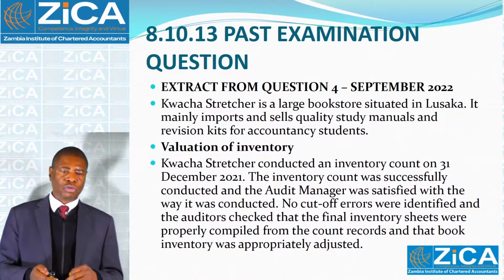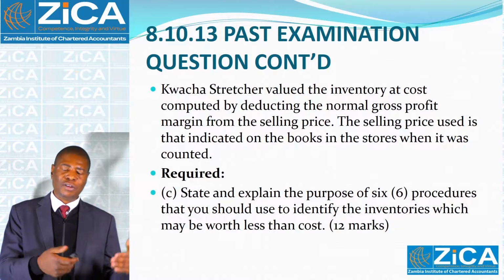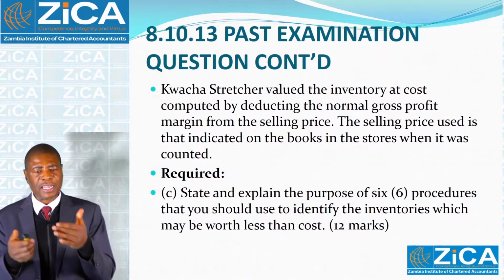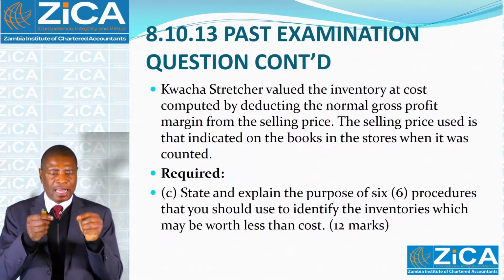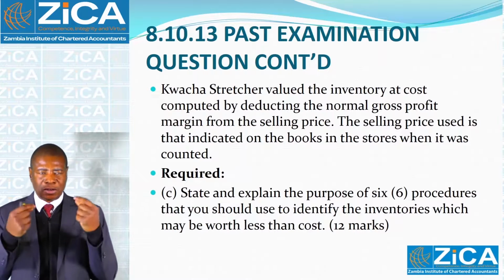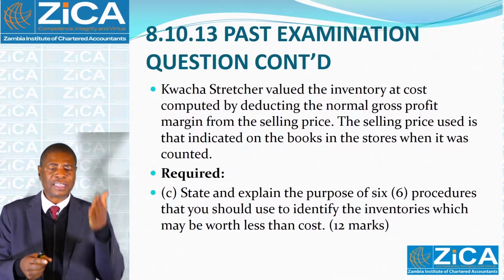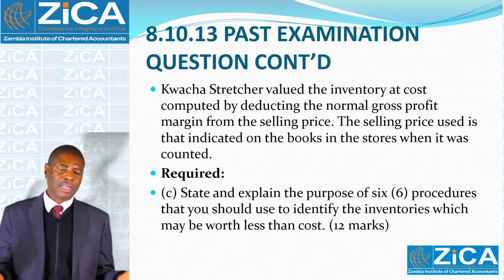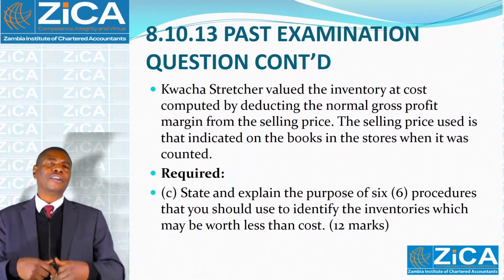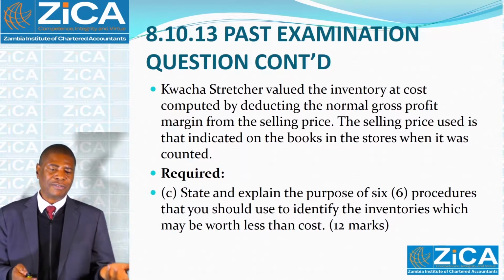Then September 2022, we are saying state. Again, stating is a low-level verb. You can state and explain the purpose of 6 procedures that you should use to identify inventory which may be worth less. Looking at IAS 2, IAS 2 requires us to value inventories at the lower of cost and net realizable value. So I must know which indicators can actually show that these inventories are worth less than the cost. Issues like deterioration, okay? Issues like having a deliberate marketing policy to penetrate the market, so you're selling at lower than cost. All those things should have been brought out. Again, this is knowledge-based. There were 12 marks being given there.